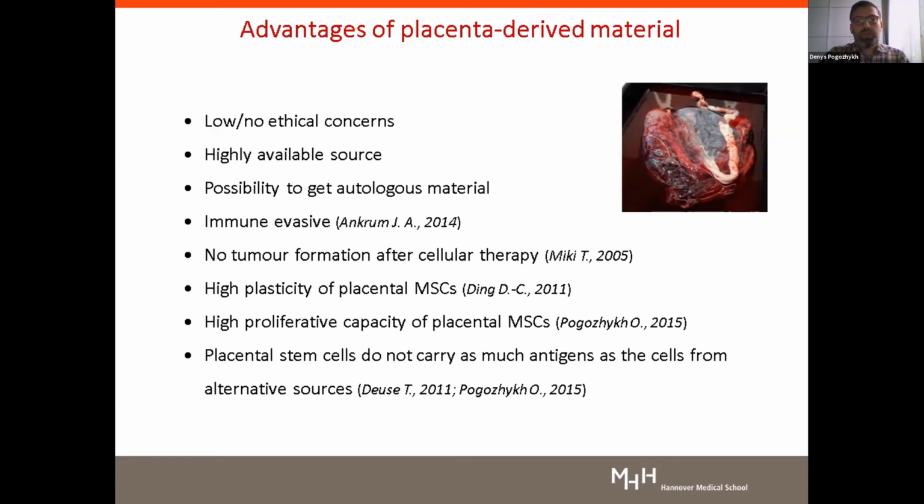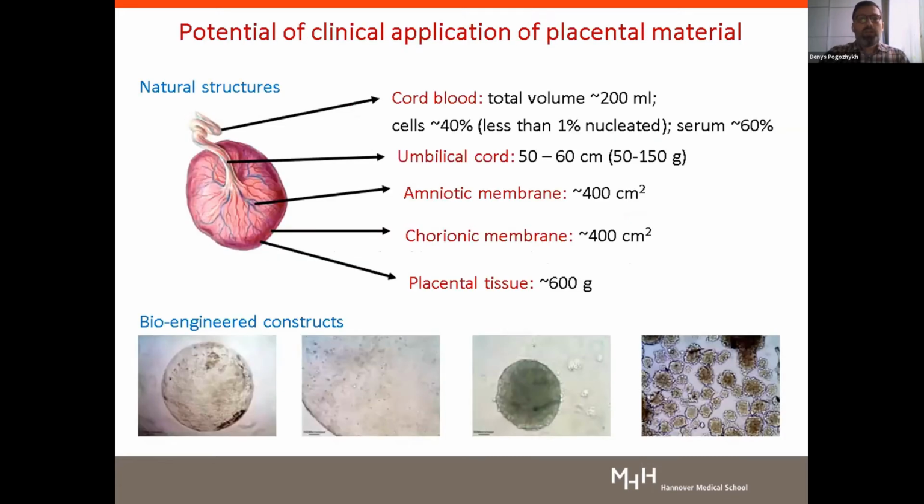Yeah, about the antigens on the cell surfaces I already mentioned. Yeah, so there are a lot of natural structures which can be derivatives for relevant placental derived materials. For example, cord blood, umbilical cord itself, then amniotic and chorionic membrane, and placental tissue. And it's really a lot of material, which gives us a lot of things to work with.